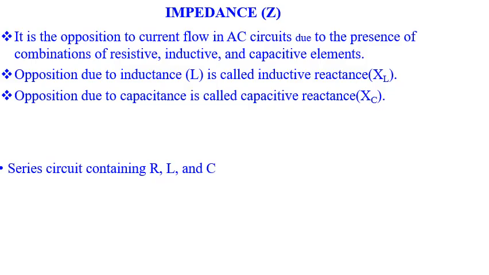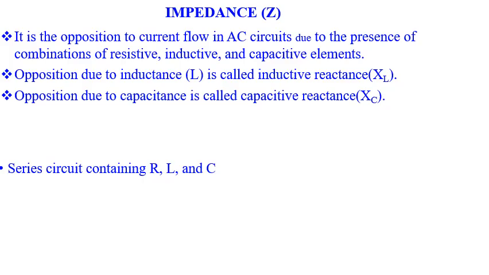Okay, so today we'll be looking at impedance. How do we calculate impedance? Impedance is the opposition to current flow in an AC circuit due to the presence of resistive, inductive and capacitive elements. The opposition due to inductive elements is called reactance, so we call it XL. And the opposition due to capacitive elements is called capacitive reactance.